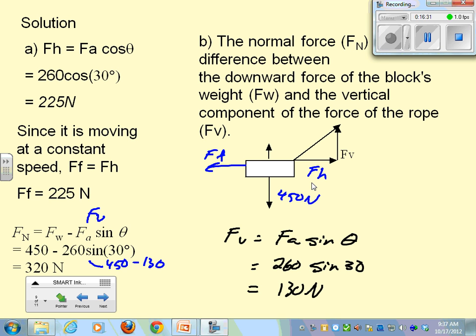So my horizontal component was my 225. It's equal to the frictional force because it's moving at a constant speed. The vertical component we worked out down here, F sine 30, we got 130 newtons. There's 450 newtons of weight force pushing it down. 130 newtons is pulling it up, which makes my overall normal force equal to 320. Does that make sense? All right.